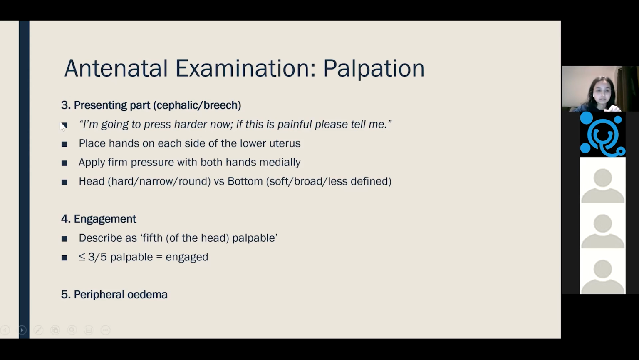So as I wrote here, when you feel the head, it's basically hard, narrow, and round. If you feel the bottom, which could be breech presentation, it's soft and broad and it's not very defined.